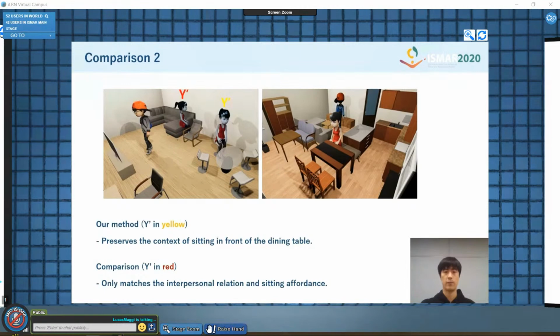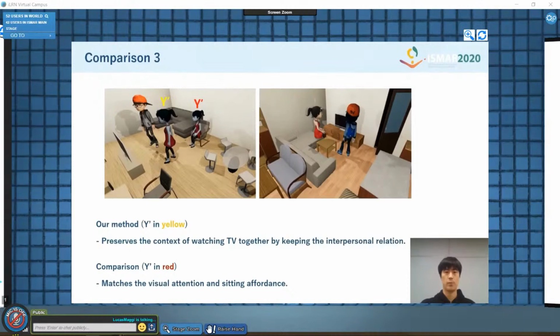Third example shows that our method preserves the context of watching TV together. In this case, our method keeps the visual attention and interpersonal relation instead of the sitting accordance.